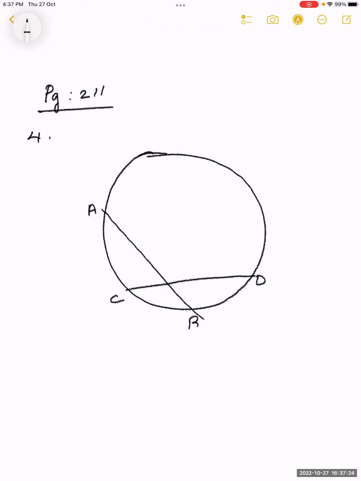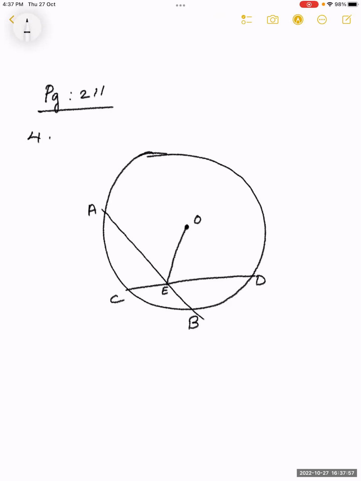So we have two chords, and these two chords are intersecting at a point E. So this is going to be the intersecting point, and this is the origin of the circle. Chords AB and CD of a circle with center O intersect at a point E. If OE bisects angle AED, OE means this angle, bisects angle AED.